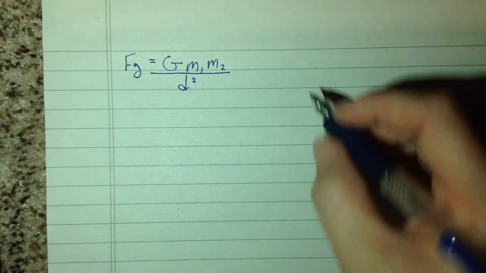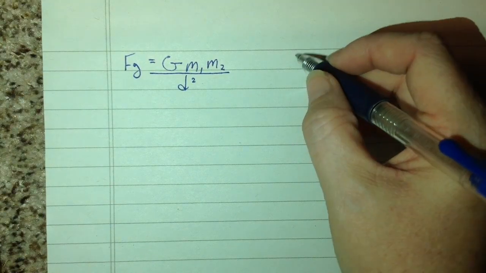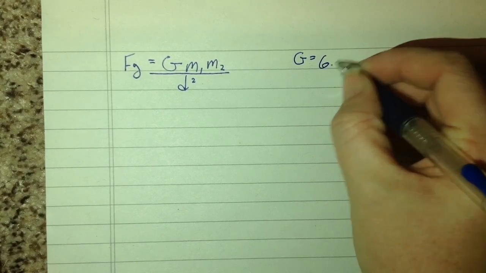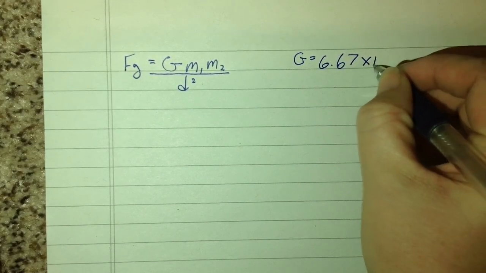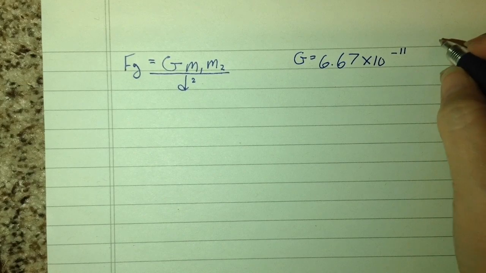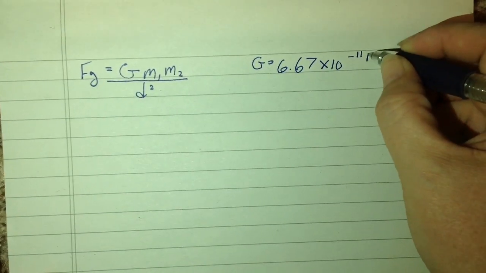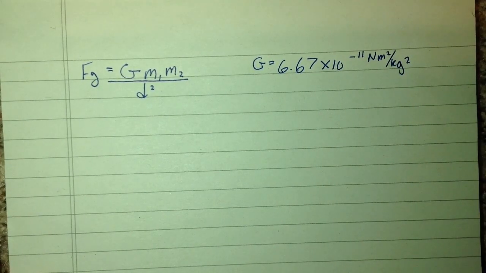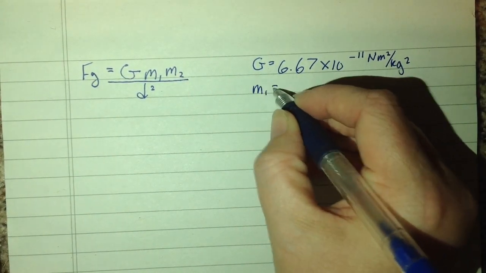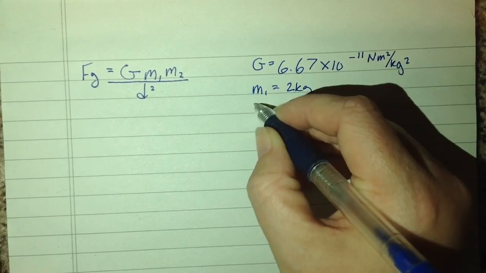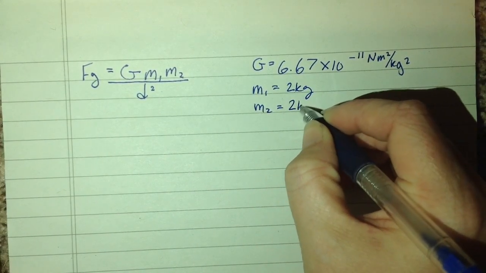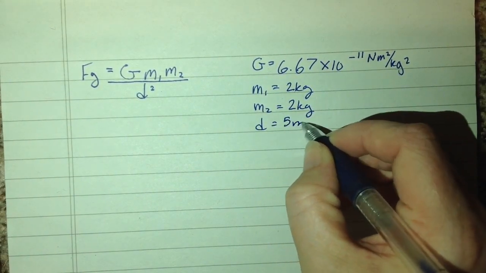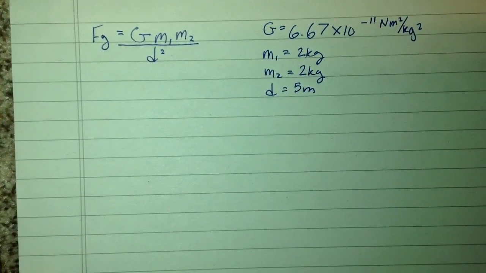So when we look at the problem, it tells us that, well, we first know that the gravitational constant, this is just a number that always is the case, is 6.67 times 10 to the negative 11 newtons meters squared per kilograms squared. Then we're given that m1, our first mass, is 2 kilograms, and that m2 is also equal to 2 kilograms. And the distance between them is 5 meters. So we'd work on plugging them into our equation.